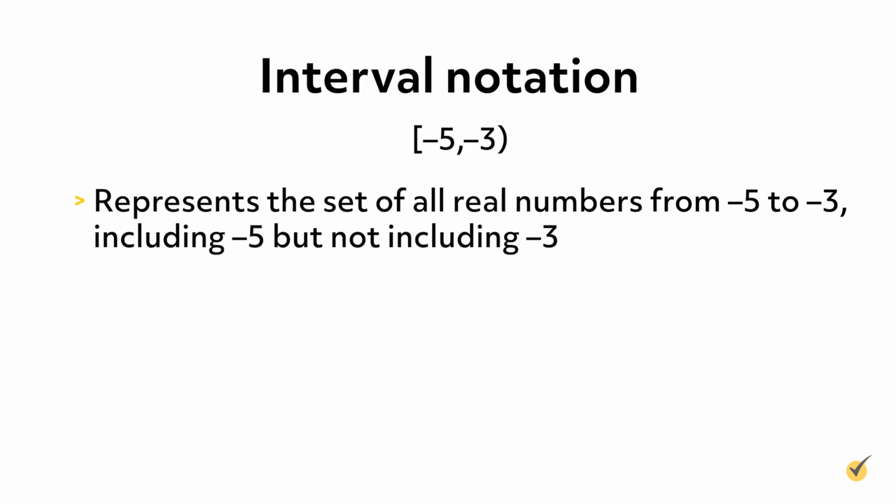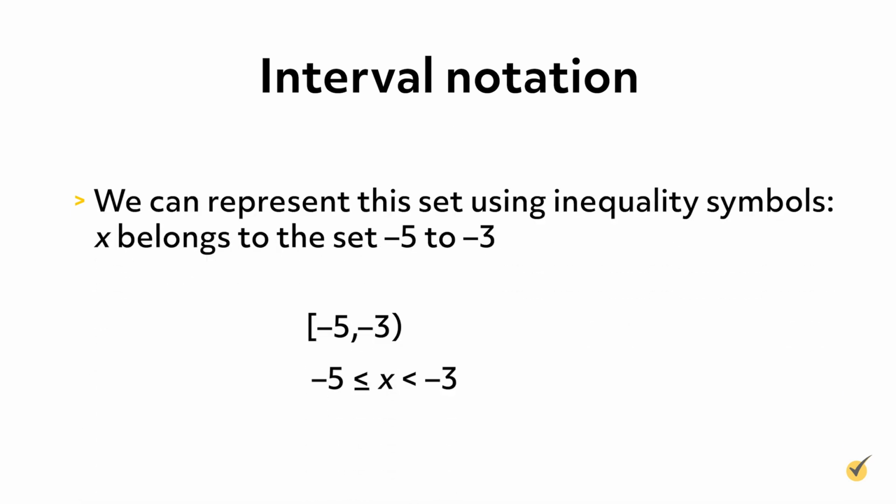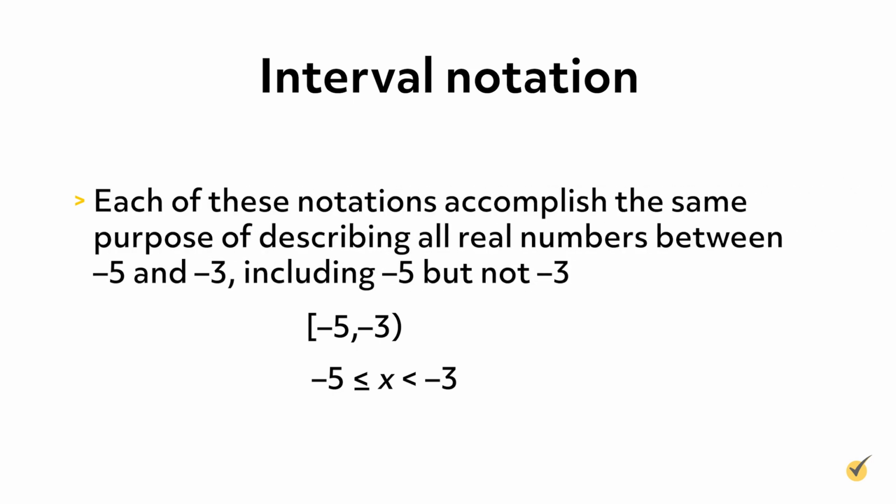For example, this interval notation represents the set of all real numbers from -5 to -3, including -5 but not including -3. We could represent this on the number line using a solid point at -5 and an open point at -3. Alternatively, we can represent this set using inequality symbols. X belongs to the set -5 to -3 if -5 is less than or equal to x is less than -3. Each of these notations accomplishes the same purpose of describing all real numbers between -5 and -3, including -5 but not including -3. Let's try one more example.